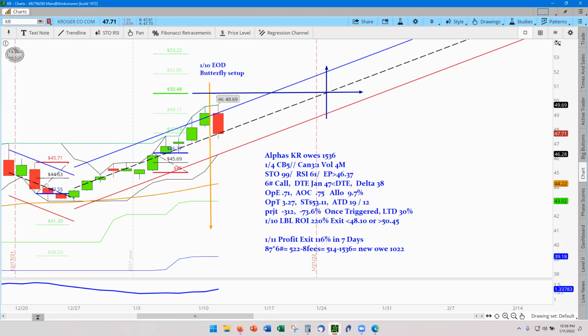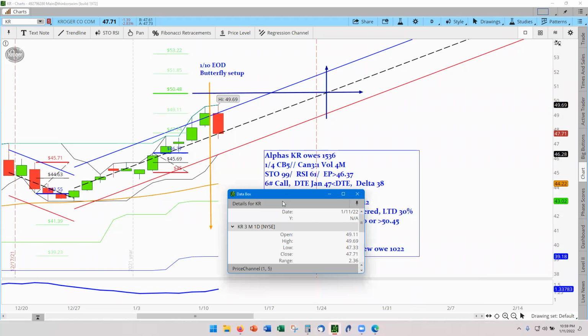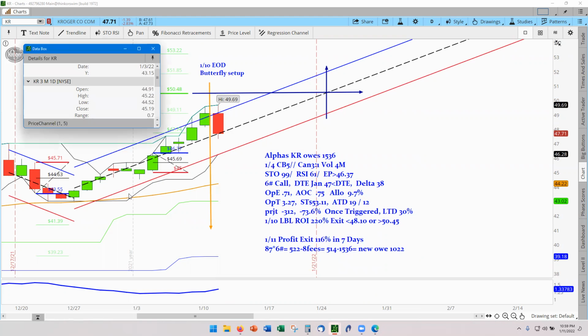Let's bring in the data box. Okay, so there's our data box. We got stopped out here on the 4th, but then we see that the conditions were acceptable, and we got back into the trade, and we got traded here on the 5th, as you saw on the previous screen. So that said, we end up shooting up to our 3-to-1 at 50.48.